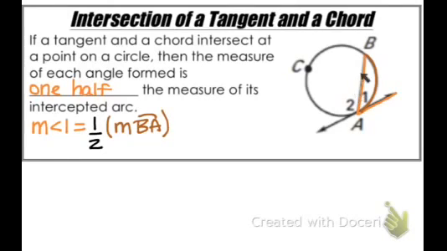So same thing with the other side. You have another angle formed, angle 2. Angle 2's measure is going to be half the measure of arc BCA. So these are two properties involving a chord and a tangent if they intersect on a circle.